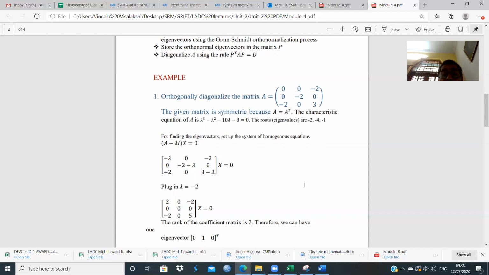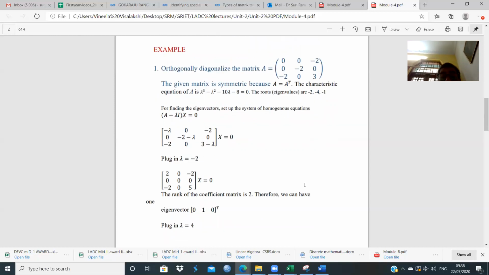So let us start with the A minus lambda I into x is equal to 0 homogeneous system and plug in the value lambda is equal to minus 2 first. When we find the rank of this coefficient matrix, the rank is 2. We can have only one eigenvector, and that can be found as 0, 1, 0 by using the method of cross multiplication on two linearly independent rows.